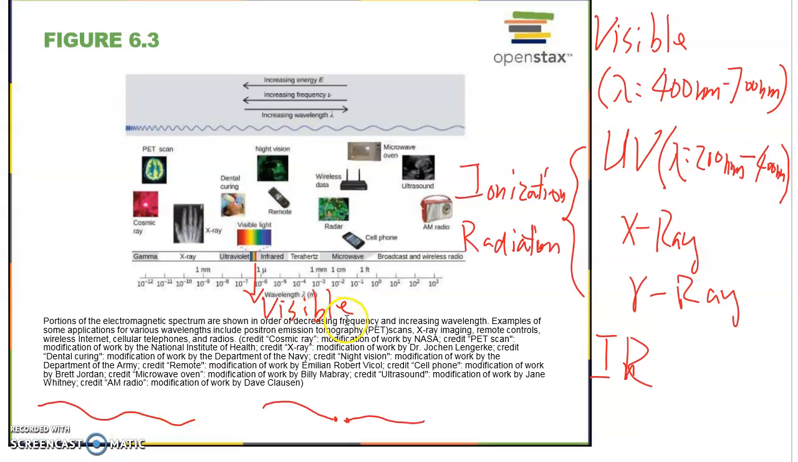You may ask a question: how do we know that electromagnetic wave, or light, is a wave? There are two very famous experiments to prove that electromagnetic wave is a wave and is also a particle. Let's look at this one. It's called Young's experiment.